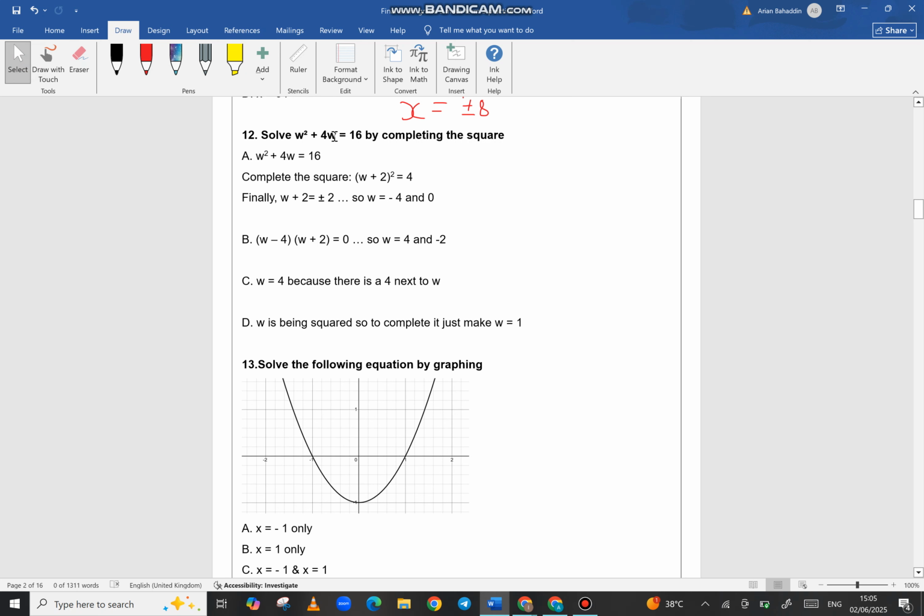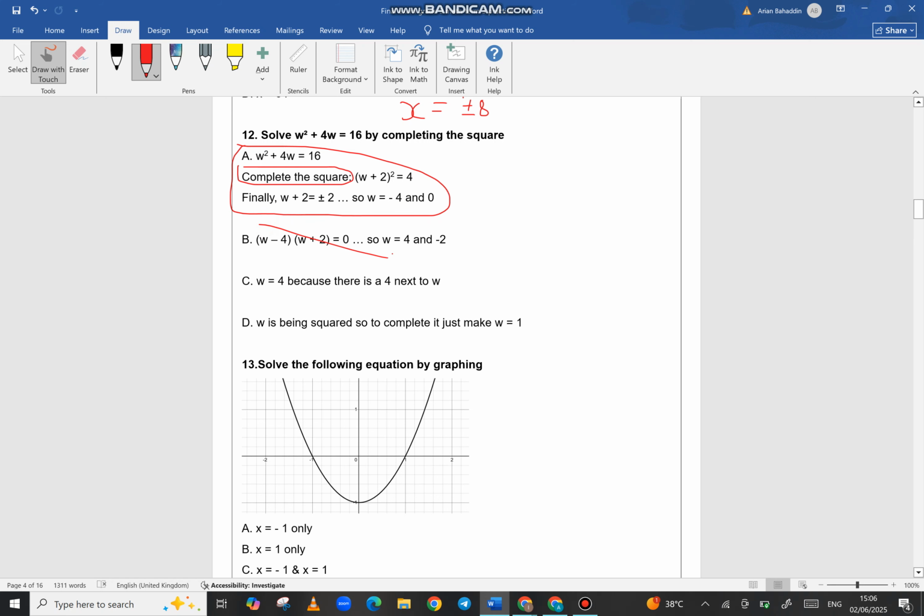Now solve w squared plus 4w is equal to 16 by completing the square. Now if I wanted to cheat and just not bother with any sort of knowledge or calculation, I could just look, it says complete the square. It's so simple. So we know it's going to be A.